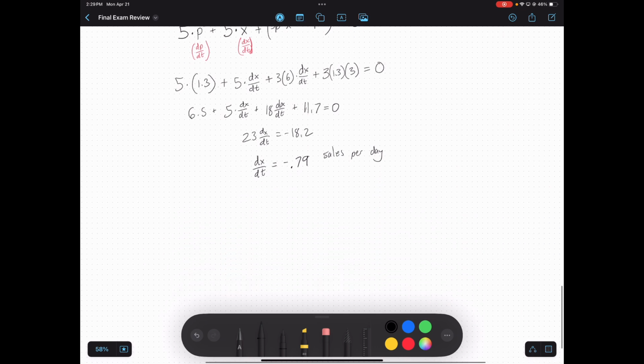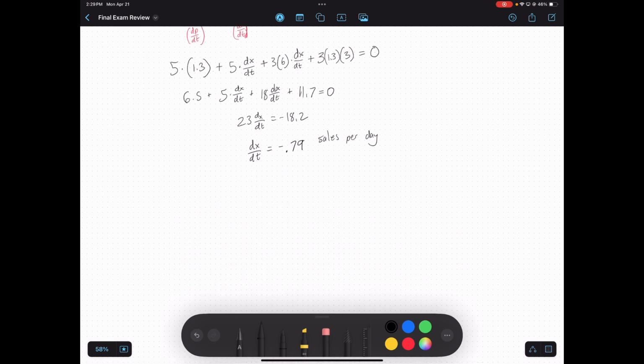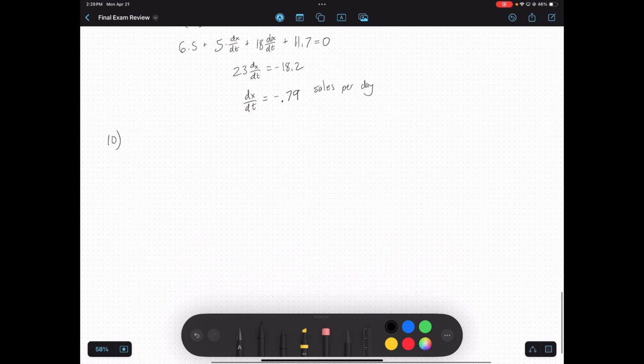Moving on. Ooh, yeah, we got 15 minutes left. Let's see how much we get done here. Okay, we are on number 10, yeah? Yeah, number 10. Awesome. Okay.